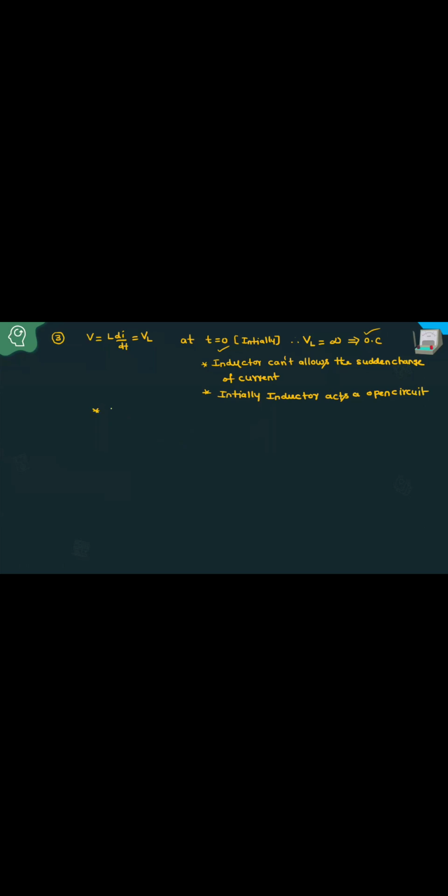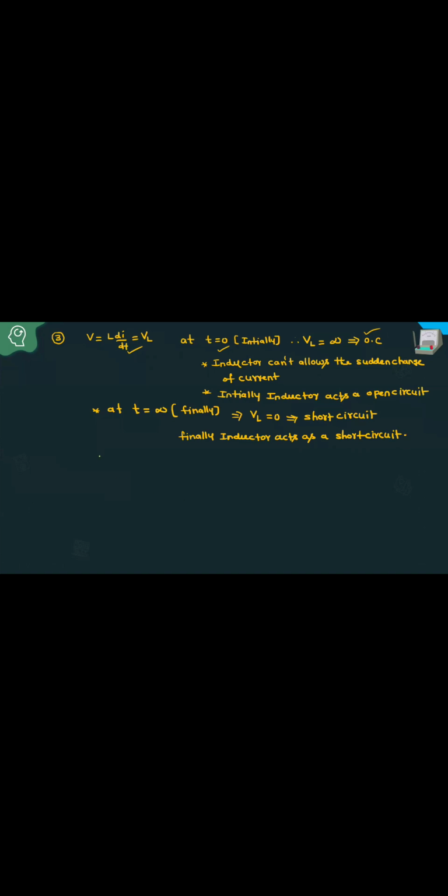Next, at t equal to infinity, meaning the final steady state, substitute t equal to infinity here. What is the voltage across the inductor? Voltage across the inductor 0 means open circuit or short circuit? Short circuit. Voltage 0 means short circuit. Therefore, finally, at steady state condition, the inductor acts as a short circuit.